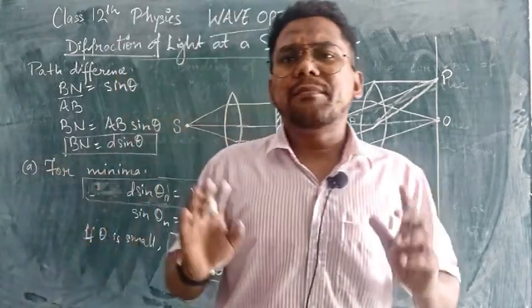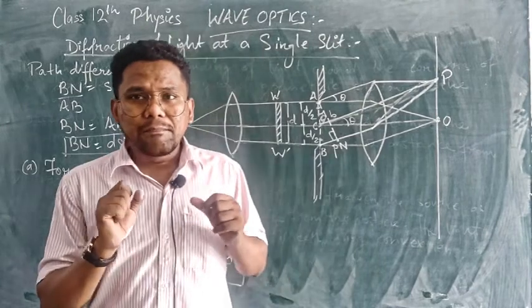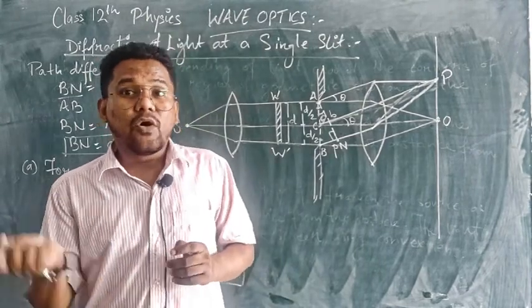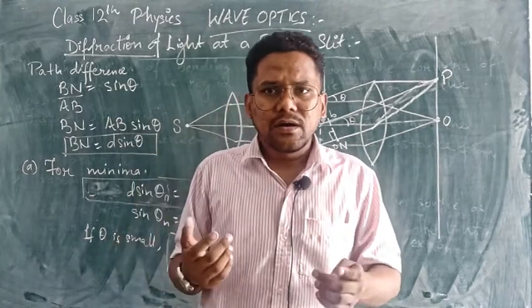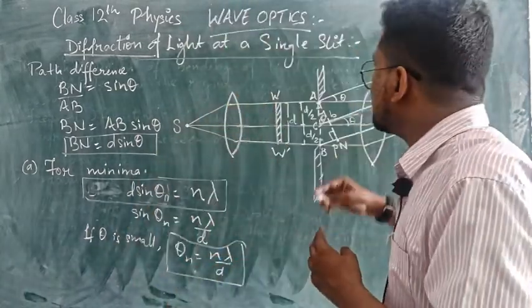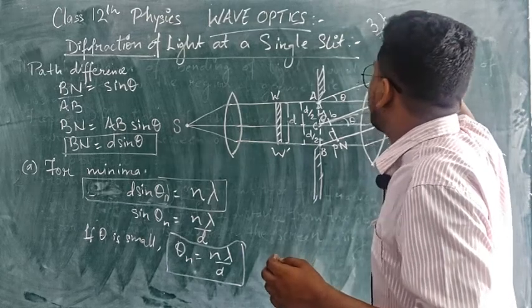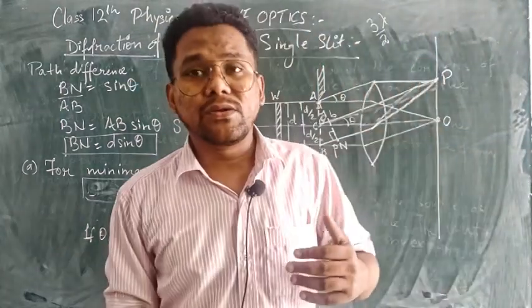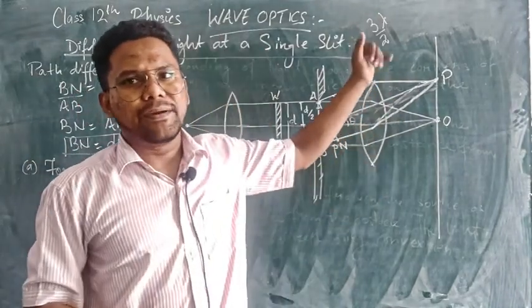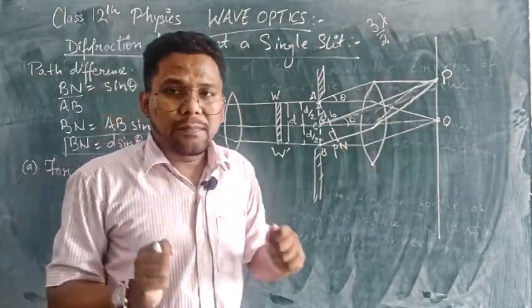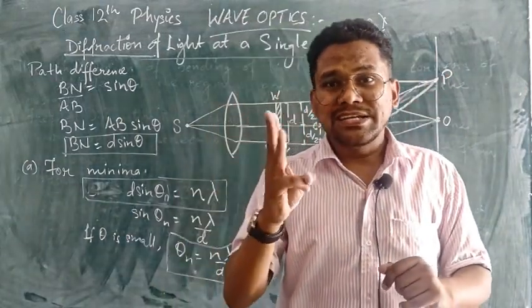For having a maxima, I am considering that my path difference is an odd multiple of lambda by 2. For example, 3 lambda by 2 or 5 lambda by 2, 7 lambda by 2. I am taking the example of 3 lambda by 2. For a path difference of 3 lambda by 2, we can divide our slit into 3 parts.